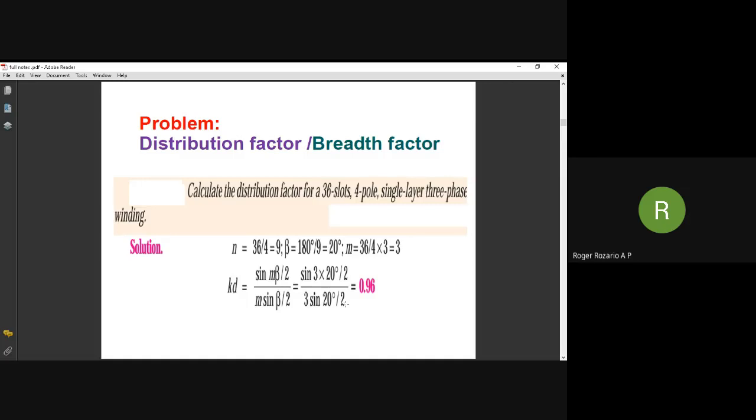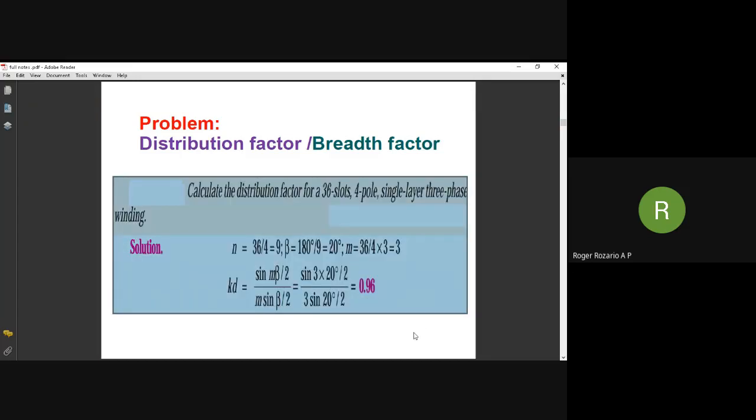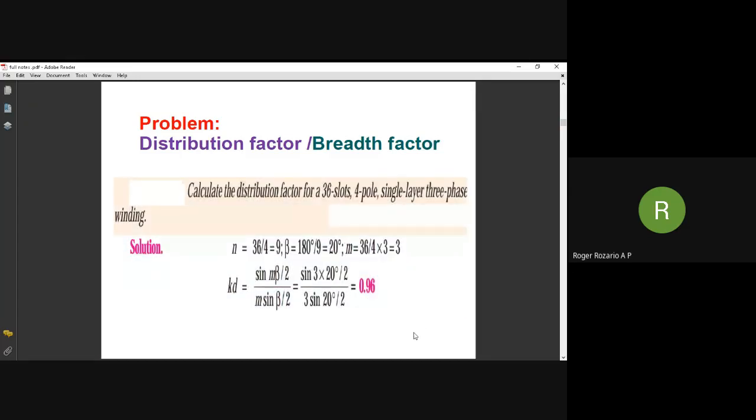We need M beta to find Kd. The formula for Kd is sin M beta by 2 divided by M sin beta by 2. So you will get an answer of 0.96. Hope this is clear. So by this factor of 0.96, the EMF is getting reduced.